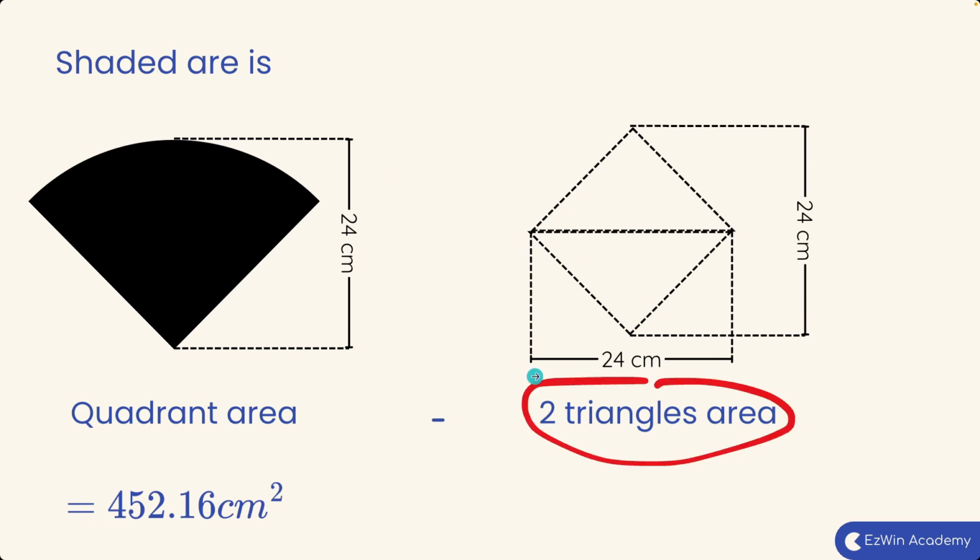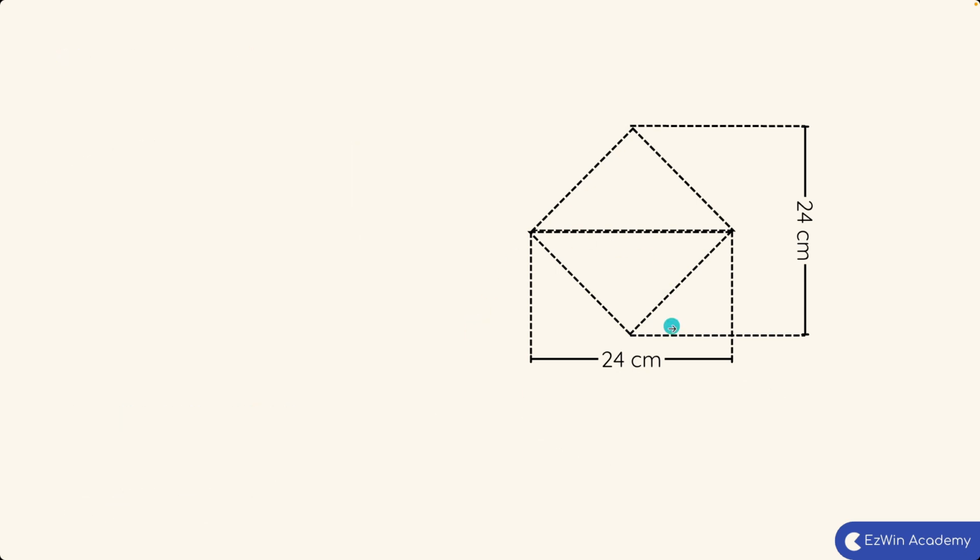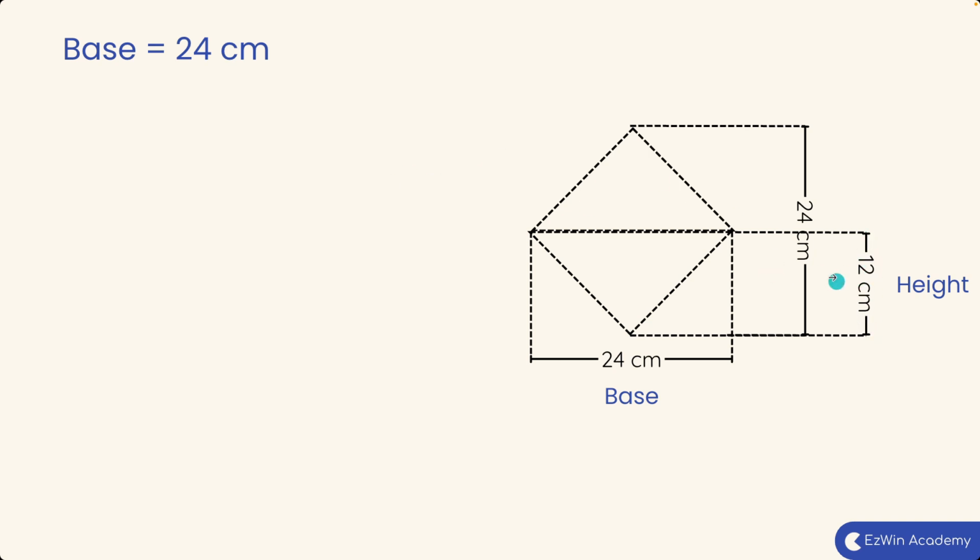The next thing is we need to know the two triangles' area. We know that the base of one of the triangles is 24 centimeters. Next we need to figure out the height. Since this is a circle, the height is essentially the radius, which is 12 centimeters. How we get 12 centimeters is 24 divided by 2, and this gives us 12 centimeters.